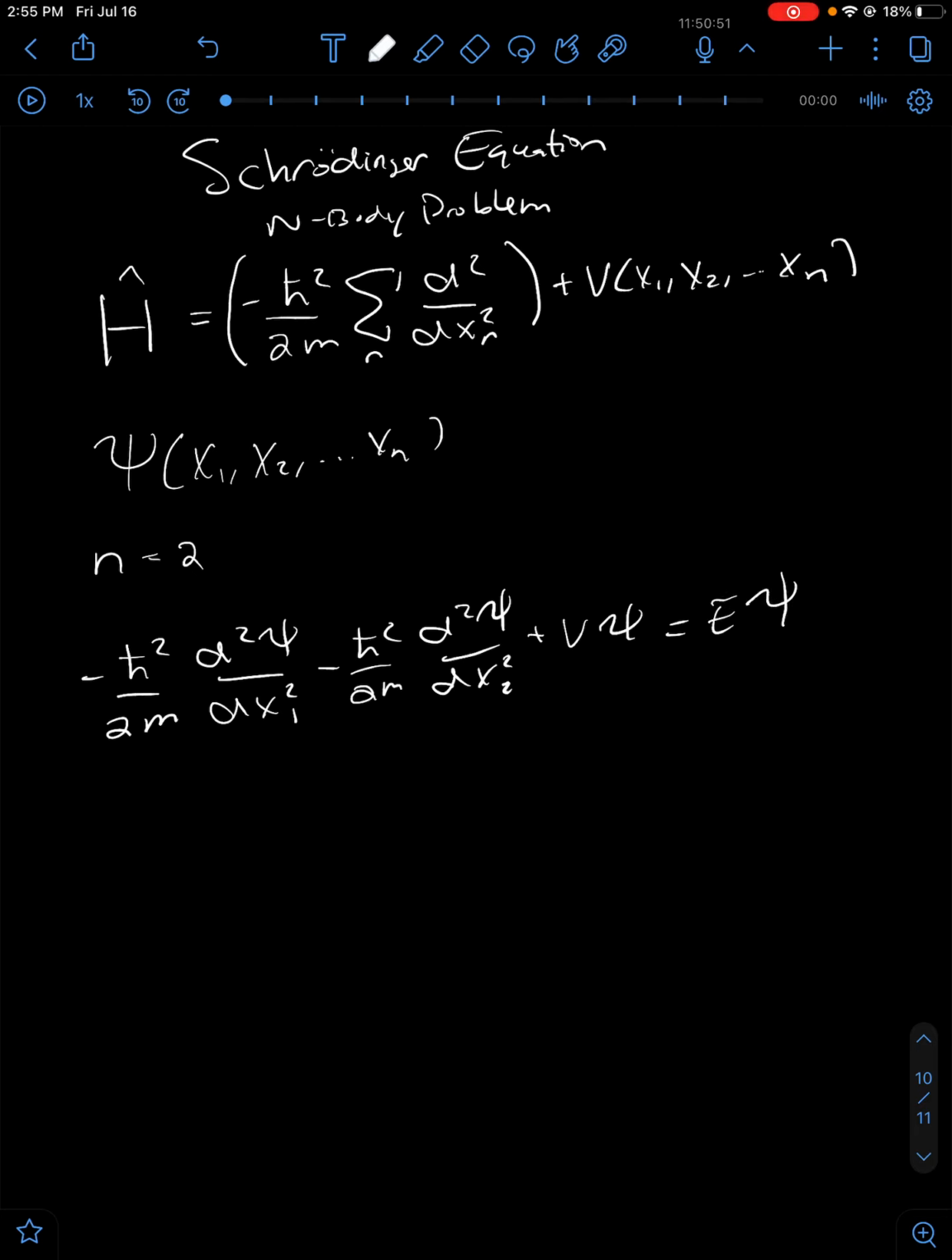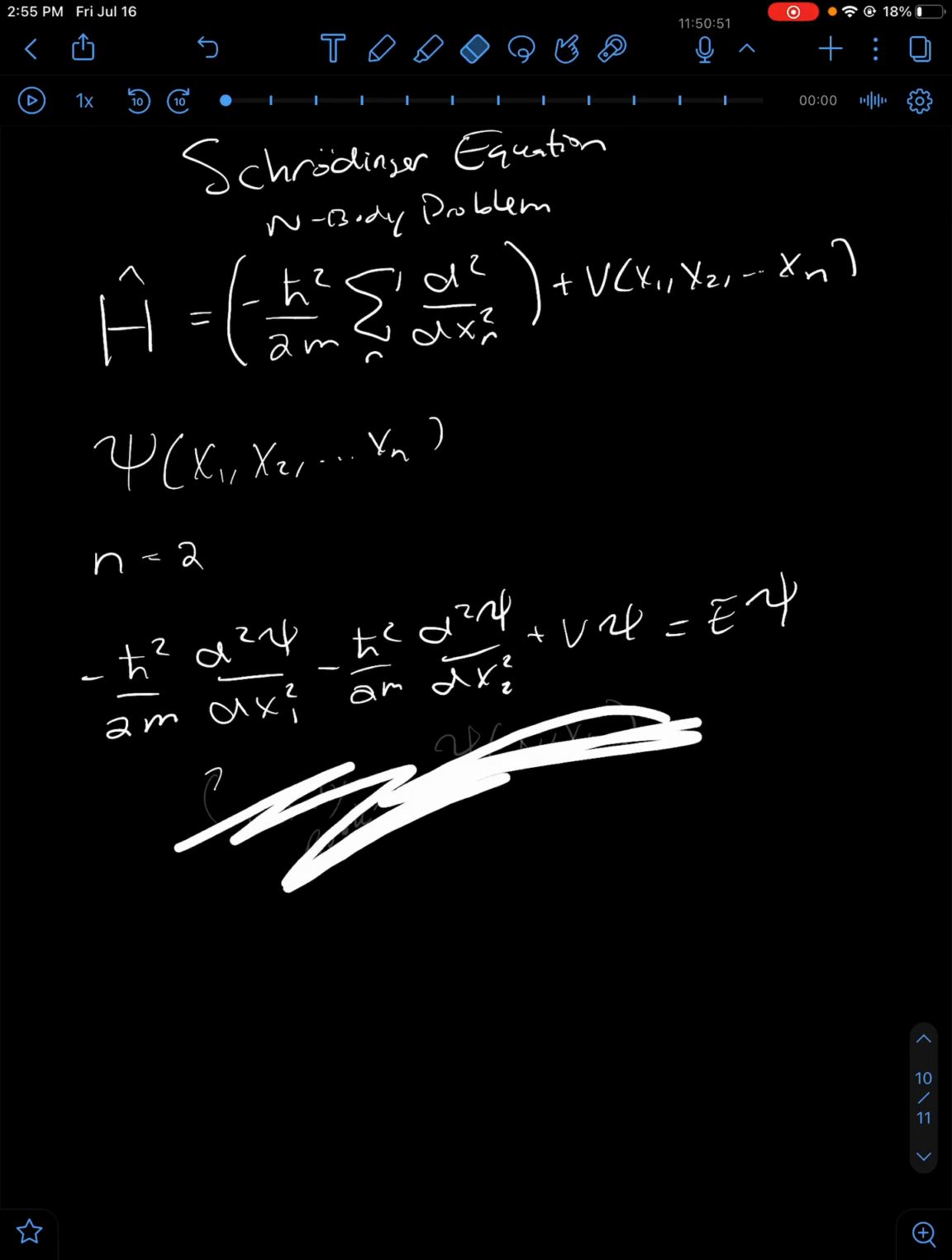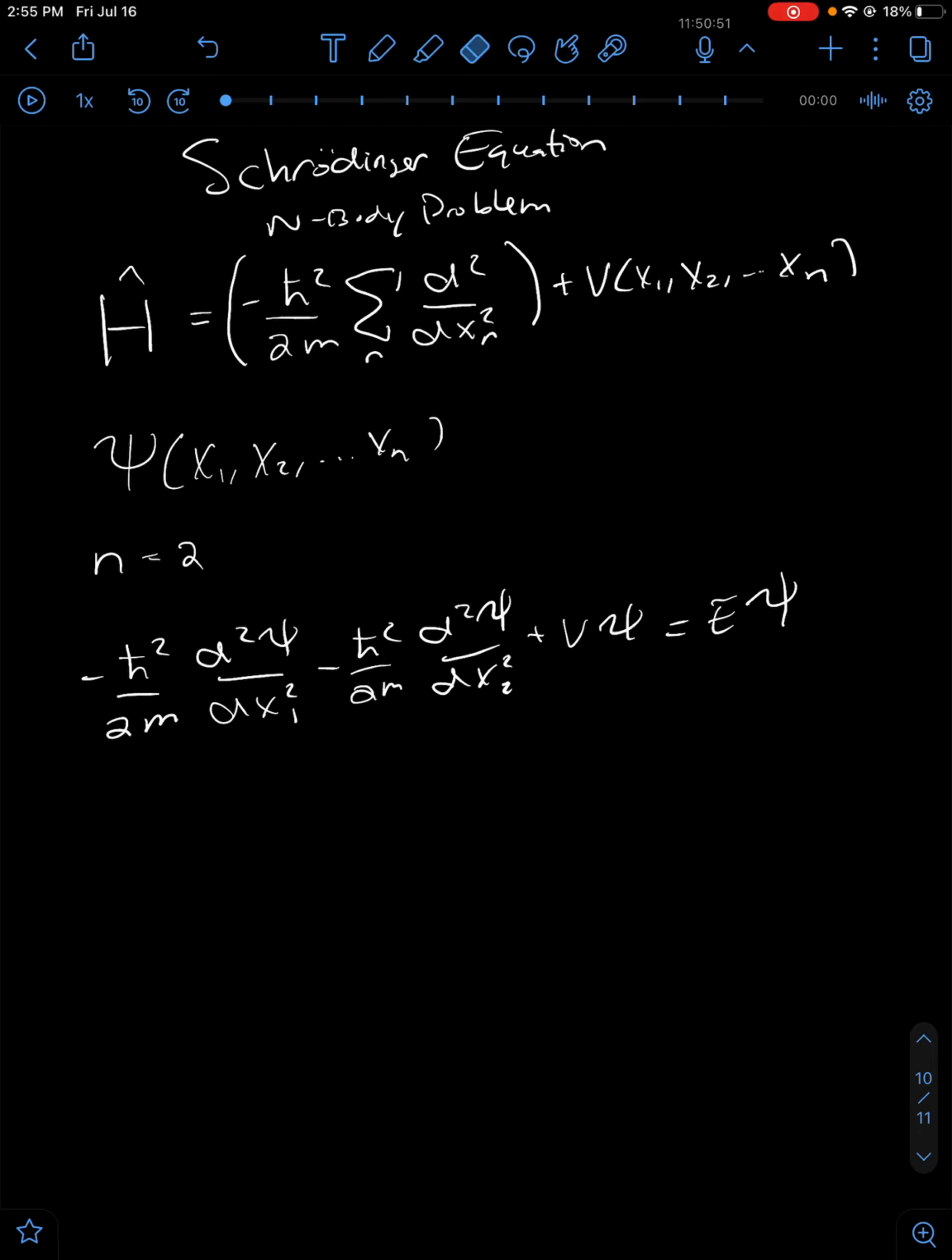Okay, now this equation is pretty convoluted, and it's going to be pretty difficult to solve for the general case, because it is a two-body problem, right? And we are solving for psi of x1, x2 here, right? So we can make this equation simpler if we can separate it. In other words, if you make a couple of assumptions.